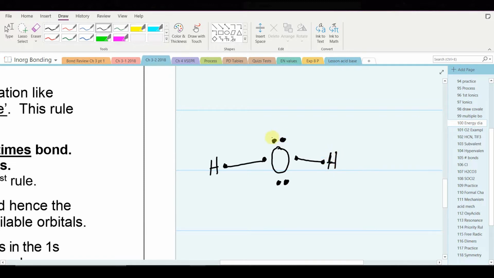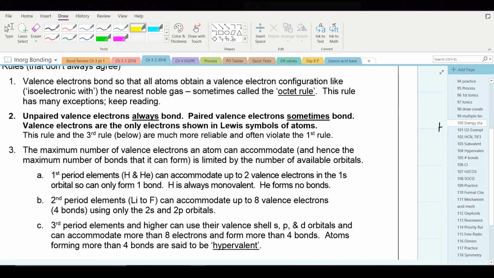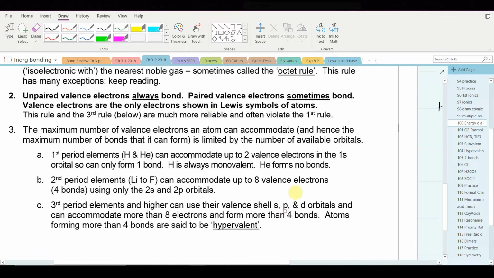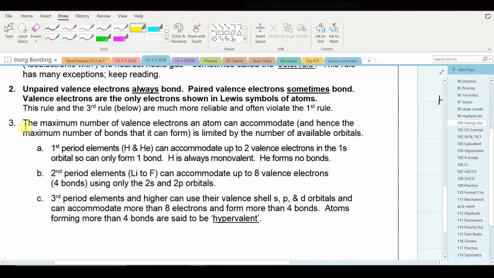Now the non-bonded pairs of electrons, the pairs, may or may not bond. That's what we're talking about now. I want to read it again. Unpaired single valence electrons always bond. The paired valence electrons sometimes bond. Now the third rule and the second rule are much more reliable than the first rule, and they certainly violate it. So please note the third rule with me.